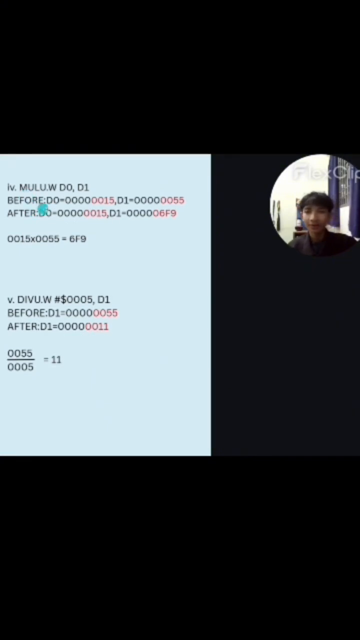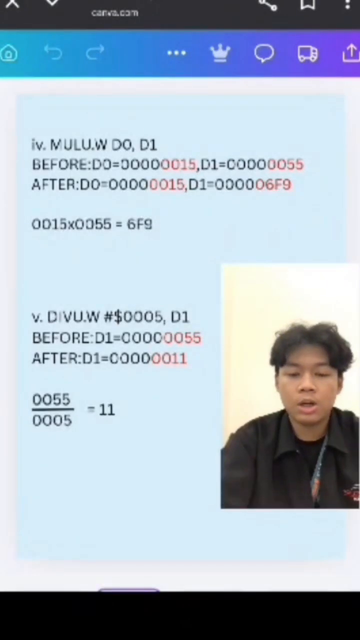For question 4, mulu.w D0 into D1. Before, D0 holds a value of 0015 and D1 holds a value of 0055. Multiplication: 0015 times 0055 equals 6F9, because the calculation will be in hexadecimal. So 6F9 will be stored in D1 and D0 will remain the same. That's all from me.